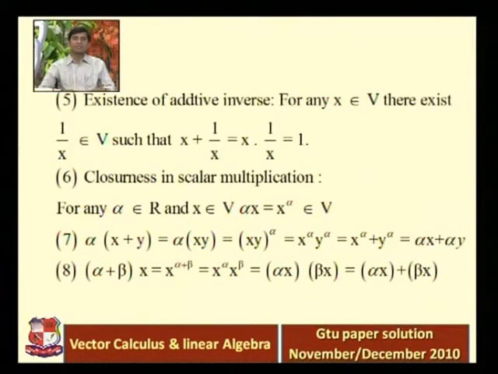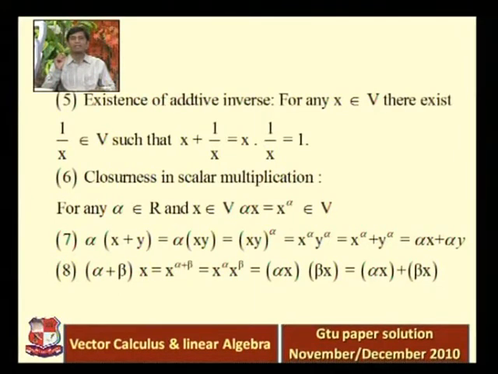So, existence of additive inverse: for any x belongs to V there exists 1 upon x belongs to V such that x plus 1 upon x, that can be written as x into 1 upon x by the definition of addition which is already defined in the statement. So x plus 1 upon x is equal to x into 1 upon x, x will be cancelled out, so that is equal to 1. So that's why 1 upon x is our additive inverse for this vector space.